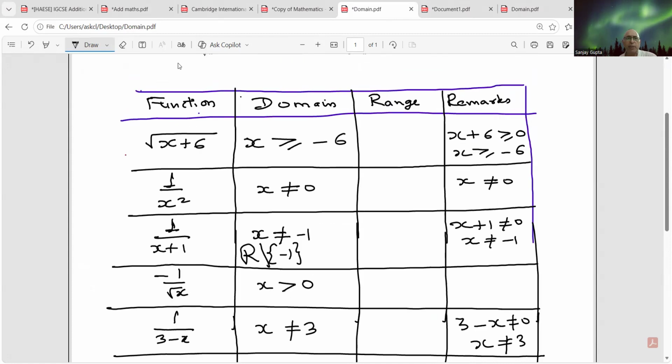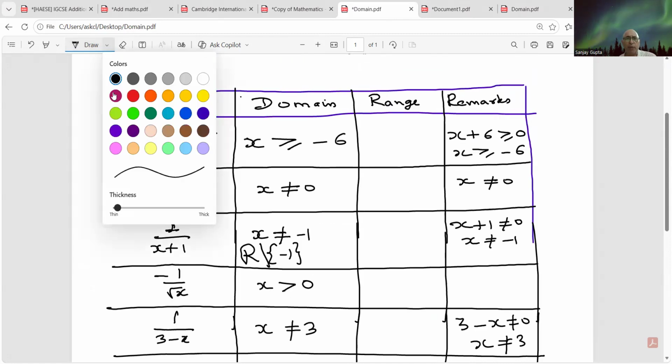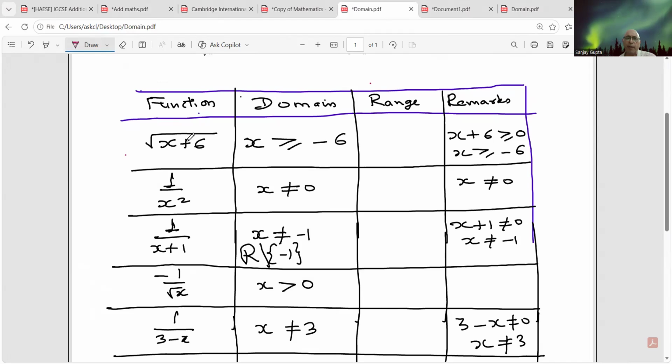Now, what about the range? Range is the set of y values which we will get by inputting the x values in the given function. So if I input minus 6 or more than minus 6 in this function, what am I going to get for the range? It is going to be y will be either 0 or greater than 0. Because when I input minus 6, plus 6 is 0, square root of 0 is 0. So I will get 0 or a positive value of y.